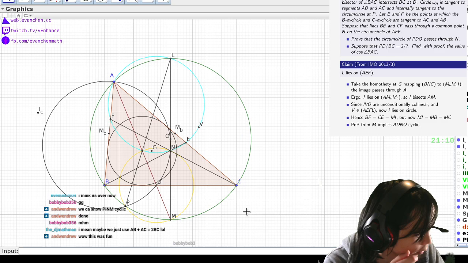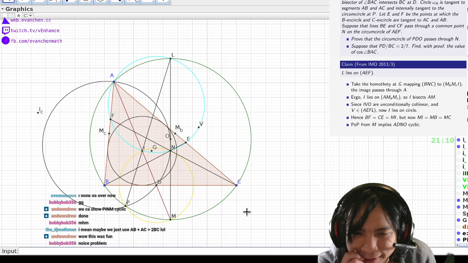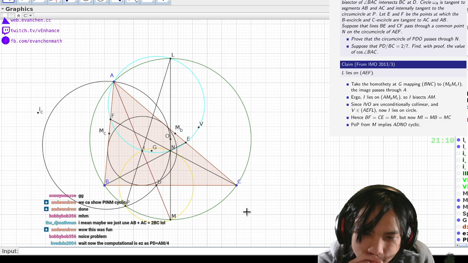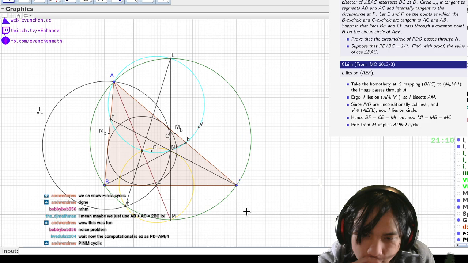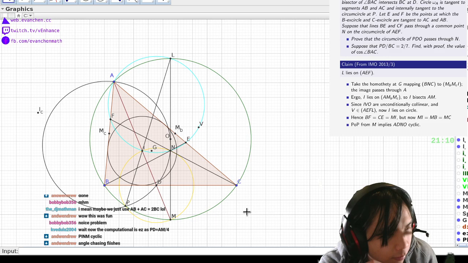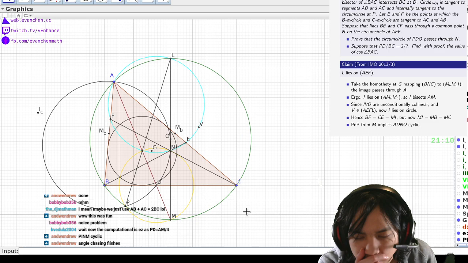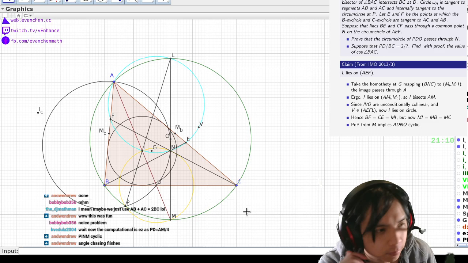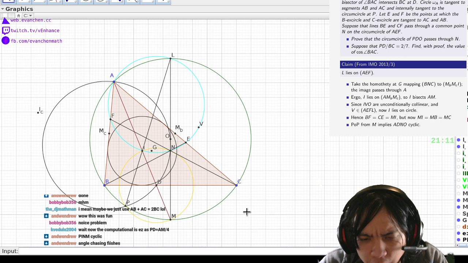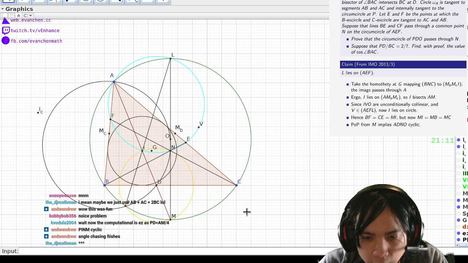Wait, done. Wait. Why is that? Wait, what did I miss? Oh. I is the incenter of APN? Is that what's happening? No. Wait, I'm confused now. Angle tracing. Wait, which angles do I flow through? Can I compute PND? Is that what's going to happen? No, PND sucks.